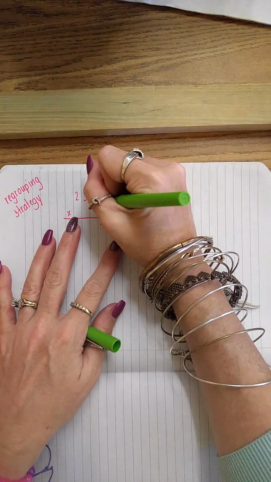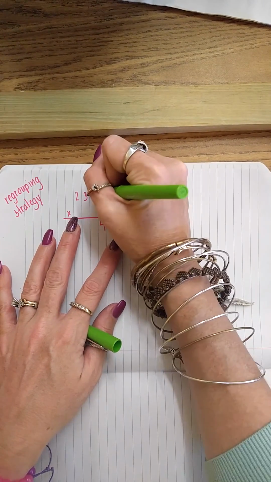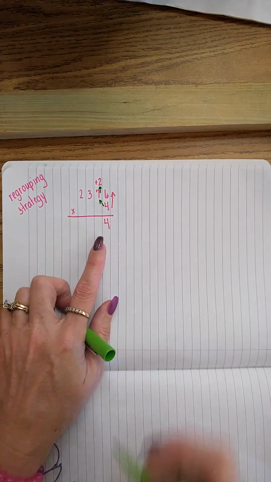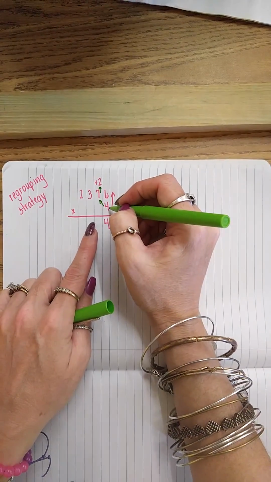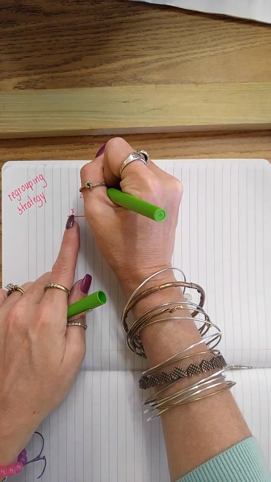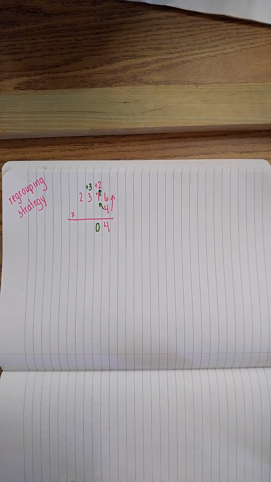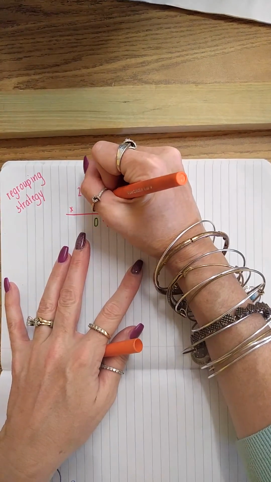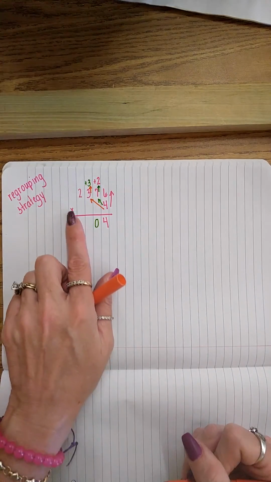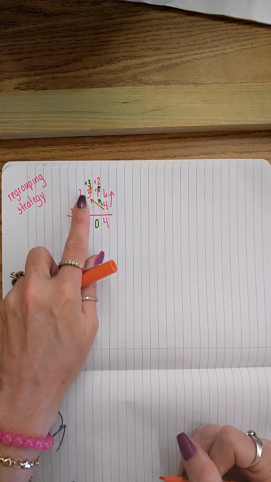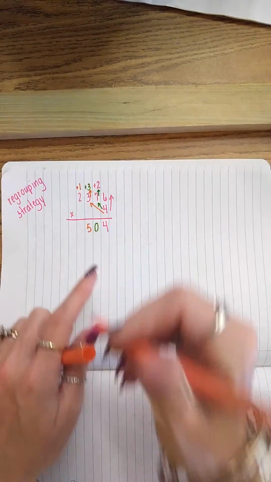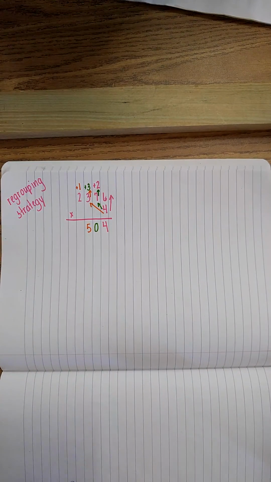Then we move to multiplying our tens place and adding our regrouping. So here we have 7 times 4, which is 28, plus 2, which is 30. 0, regroup my 3. Then we work on multiplying our hundreds place and adding our regrouping. So 3 times 4 is 12, plus 3 is 15, 5, and regroup my 1.